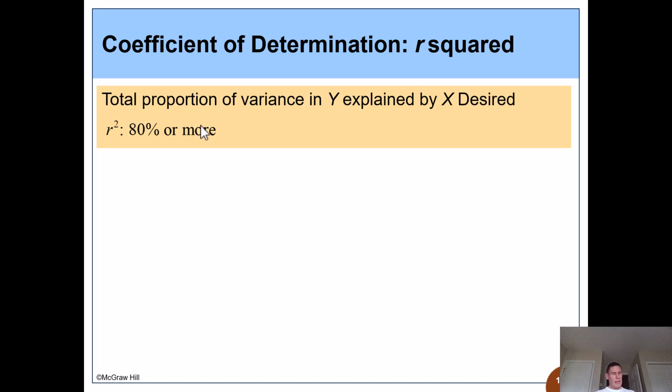So just know, what I don't want you to do is read that and think, okay, if I'm going to publish anything, the R squared has to be higher than 80%, otherwise no one's going to publish it. That would not be the case at all.